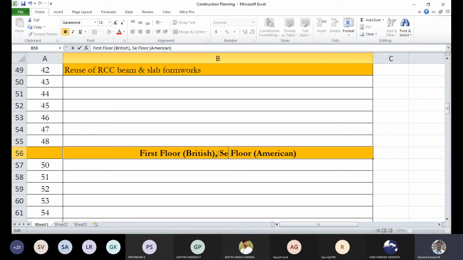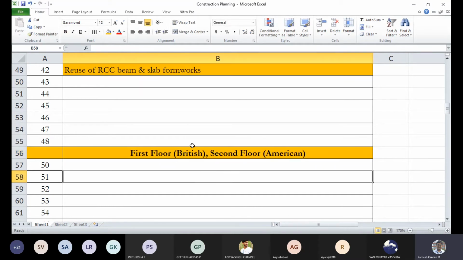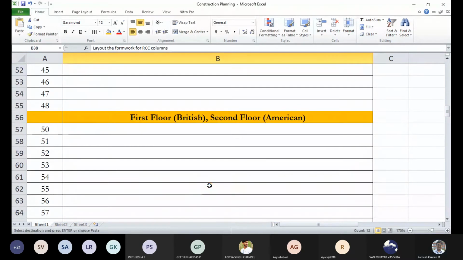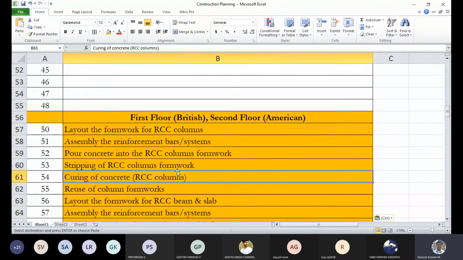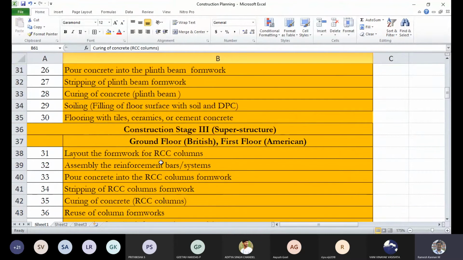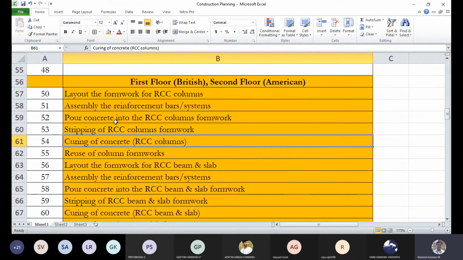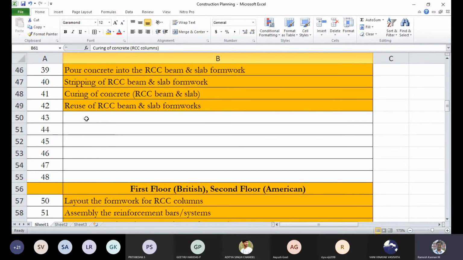or this will become second floor in case of America, but this is the last floor. The entire process repeats. But there are some activities that can go parallel. Say once this beam and slab is ready, we generally go for this thing, and in between you can always go for other types of construction.